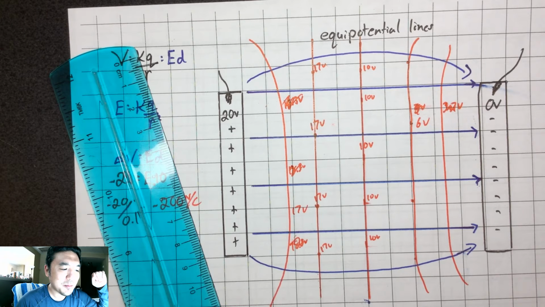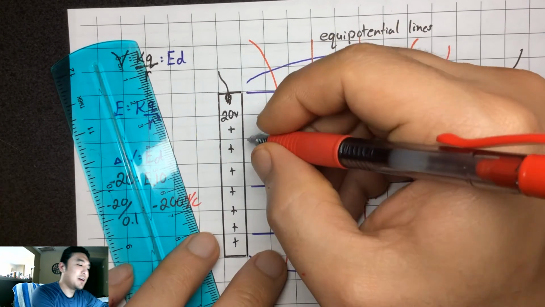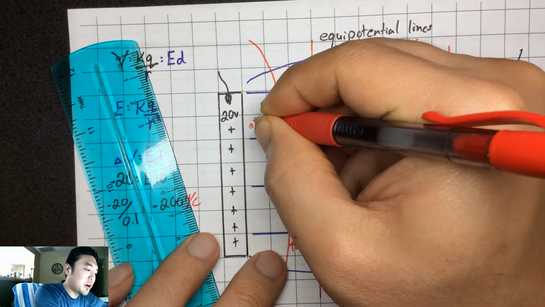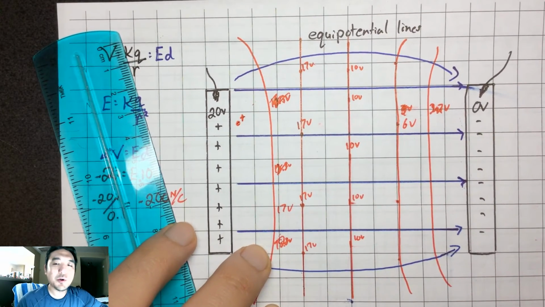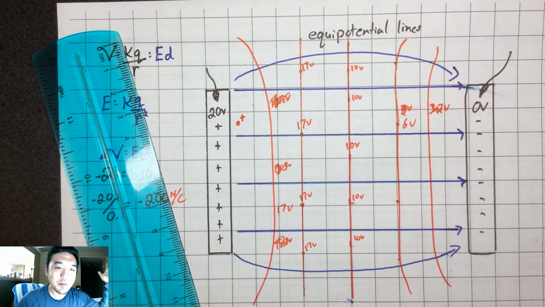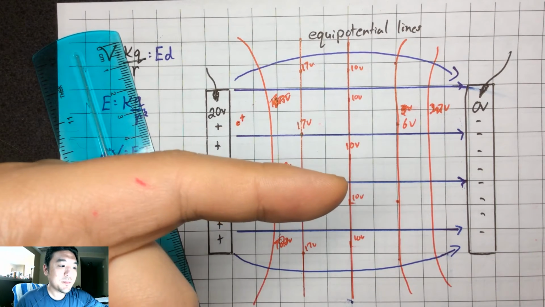field lines are perpendicular to those, and that's rather neat. So if we have a charge, let's say we have a positive charge up here, where does that positive charge want to go? You know, it wants to get away from other positive charges, it wants to go towards negative charges. It's going to want to go this way.